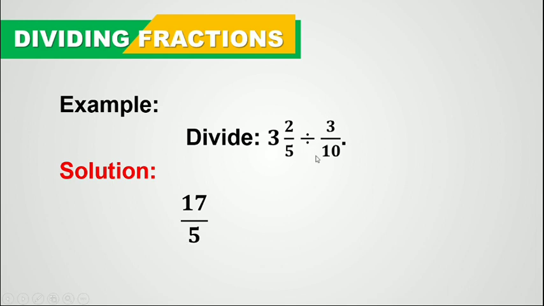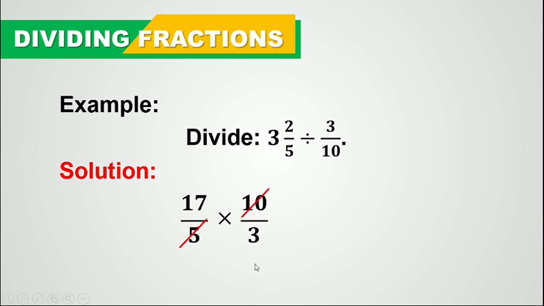So get the reciprocal of the divisor. 3/10, its reciprocal will be 10/3. So 10/3, and then proceed to multiplication. Both of them are divisible by 5. Therefore, divide them by 5. So 5 and 10 you can cancel.